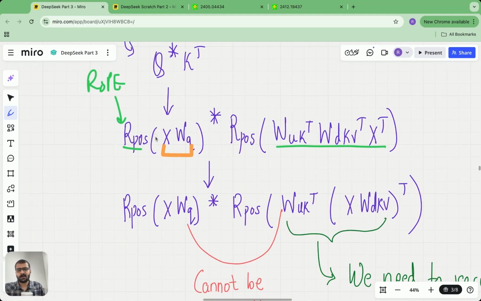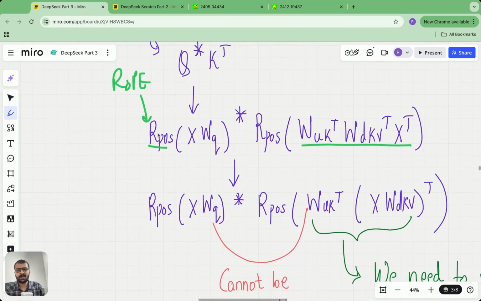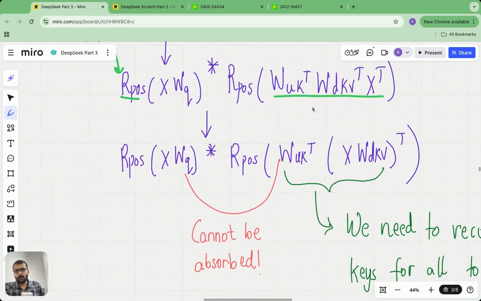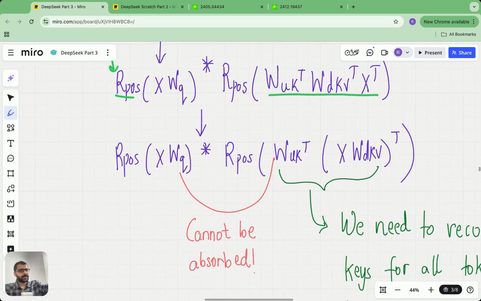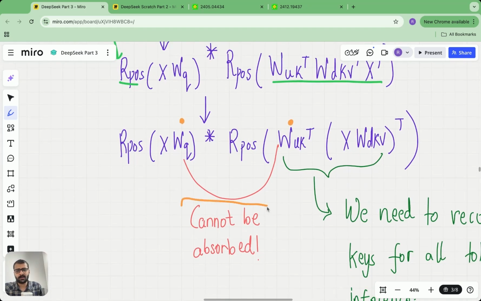The main issue which happens now is that, let's say now instead of multiplying directly xWQ, you are now multiplying R pos applied to xWQ, multiplied by the rotation applied to all of this. The main problem which happens if you try to use the original version of the latent attention is now this WQ and WUK transpose cannot be absorbed. Why cannot they be absorbed? Because there is another rotary positional encoding function which lies in the middle. And this rotary positional encoding function is position dependent.